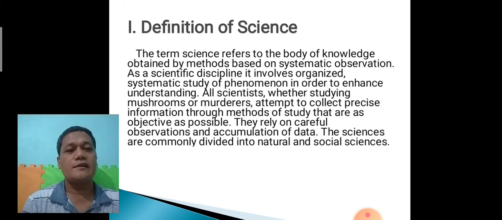Okay, so both of those actually involve observation and a little bit more than studying, but analyzing. They attempt to collect precise information through methods of study that are as objective as possible. So they rely on careful observations and accumulation of data. The sciences are commonly divided into natural and social sciences. So let's remove our perception when we say science. Most of the time, we always refer to physics, astronomy, etc.